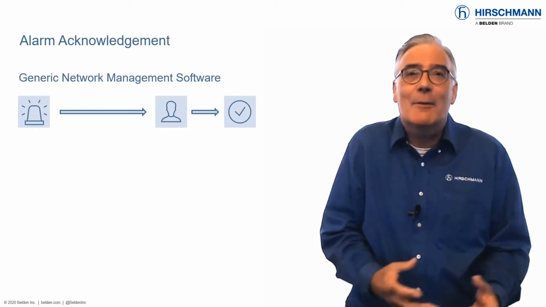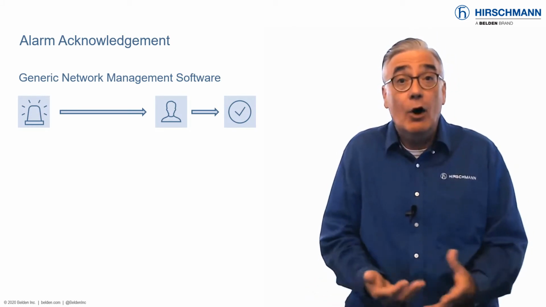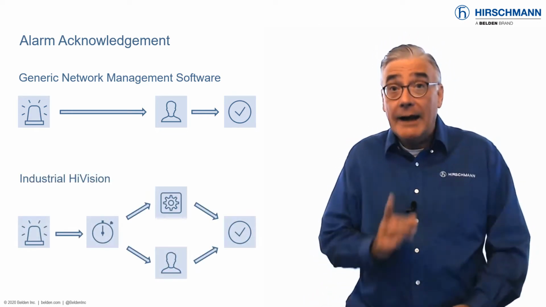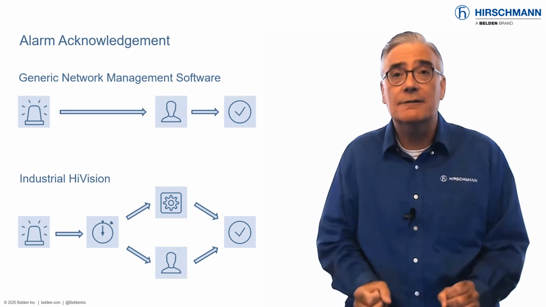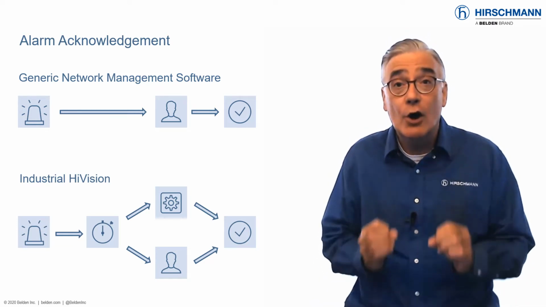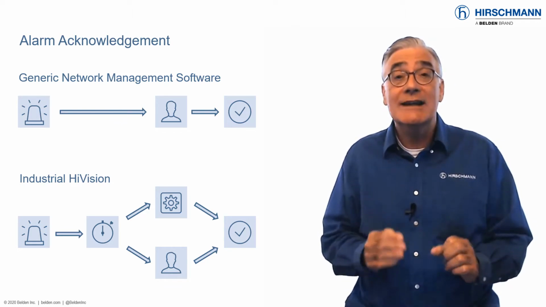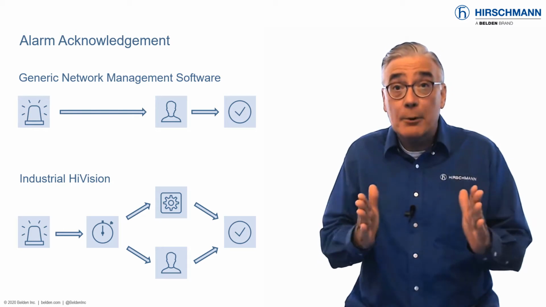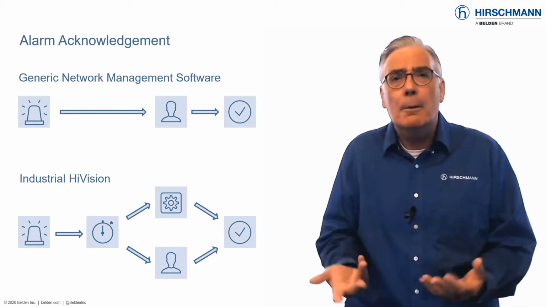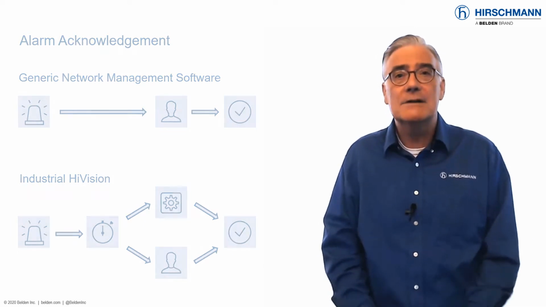Like other network management software, Industrial HiVision will generate a warning or an error every time a problem occurs. Unlike other network management software, Industrial HiVision includes the possibility to acknowledge these alarms automatically if the fault condition is rectified within a pre-configured period of time, meaning that network operators can devote their full attention to genuine alarms.